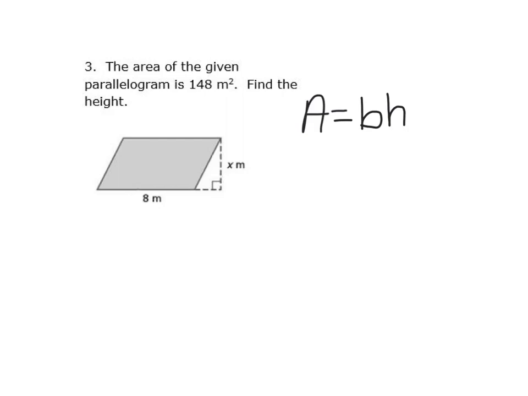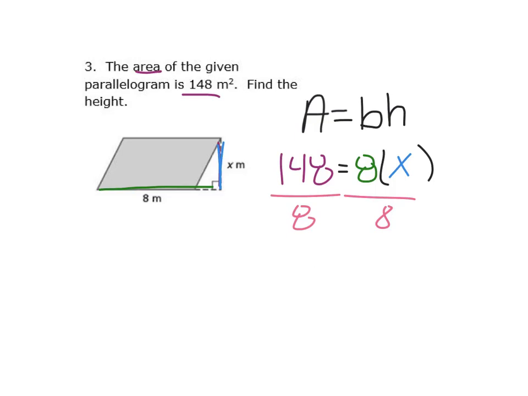In this next one, we're given the area and asked to find the height. We're going to use the same formula, except now we're going to plug in our area, which is 148. And we're going to set that equal to the base, which we know is 8. And then we're looking for the height, which is our unknown, which is represented by the x variable. When you solve, you divide both sides by 8, and we get our height is going to be 18.5 meters, and this is our height.